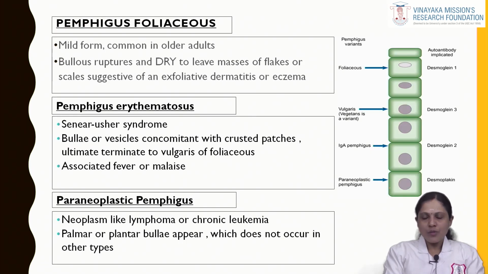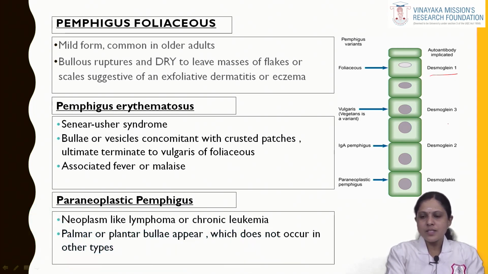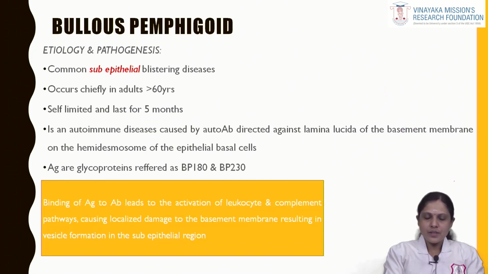Differential diagnosis includes pemphigoid, erythema multiforme and bullous lichen planus. Other types of pemphigus are foliaceous, where desmoglein 1 is targeted; vegetans, where desmoglein 3 is targeted; IgA pemphigus, where desmoglein 2 is targeted; and paraneoplastic pemphigus, where desmoplakin is targeted. So this is about pemphigus vulgaris.